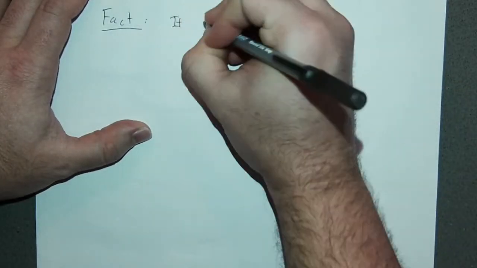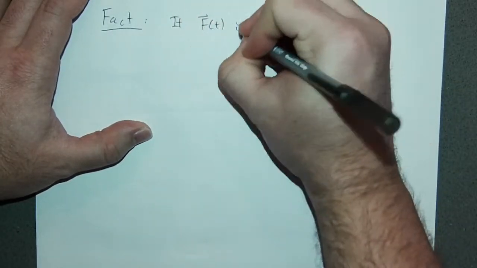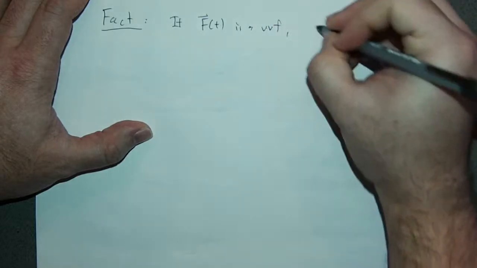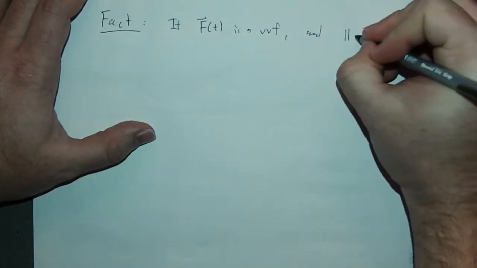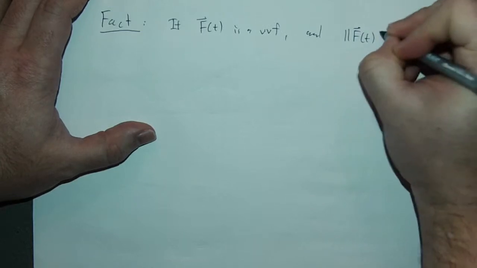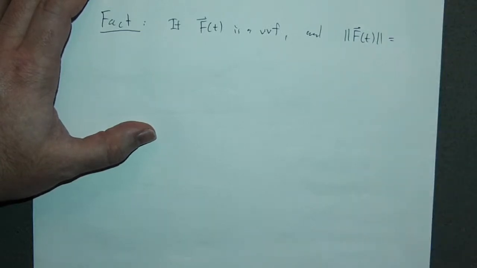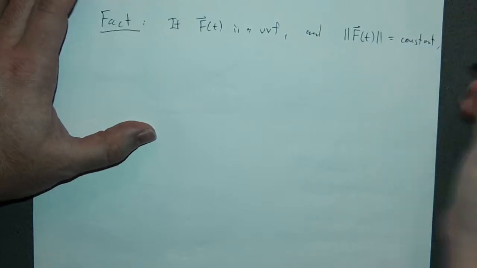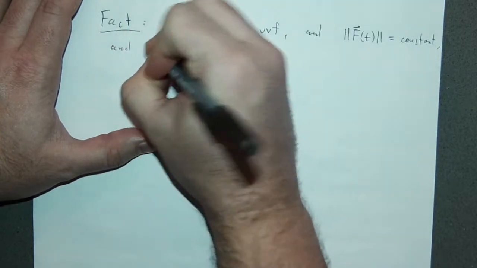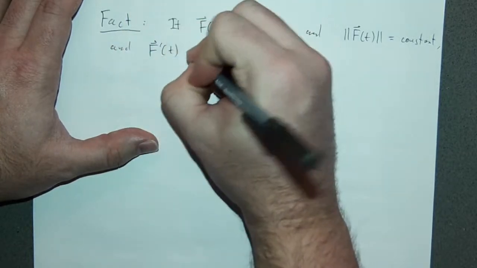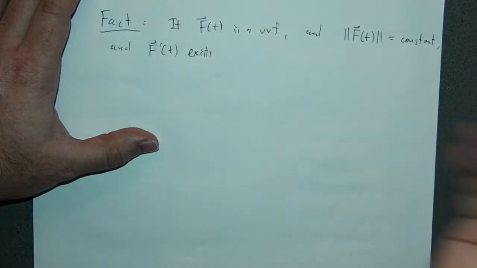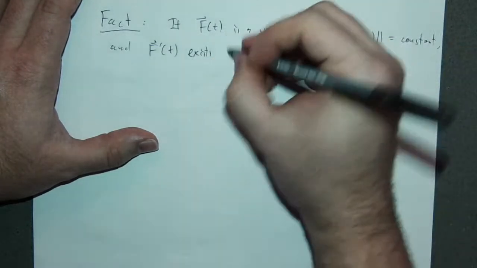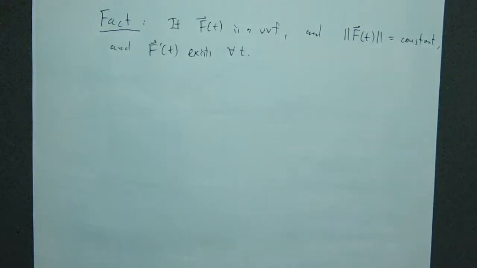So if f of t is a vector valued function and the length of f of t is equal to a constant, and f prime of t exists wherever it needs to exist, but we'll say that it exists for all t. You can have a slightly more general statement here. It doesn't actually have to exist for all t, but I'm just going to make it easy for us and say that it does.